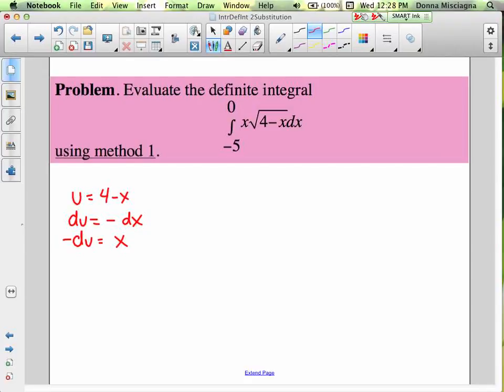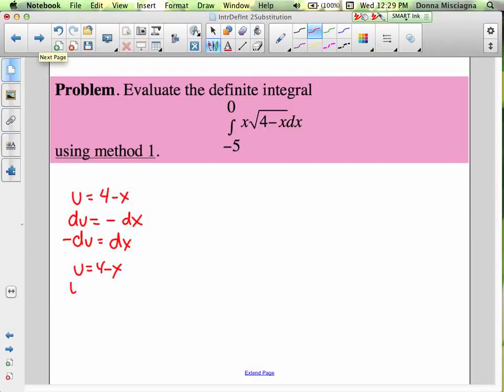We still have the problem with that x there. I just totally spaced it and didn't even bother to notice the x. I had in my mind it was going to be a nice simple one, but it's not. So if u is equal to 4 minus x, I need a way to rewrite the x's in terms of u's, because I have that extra x there.